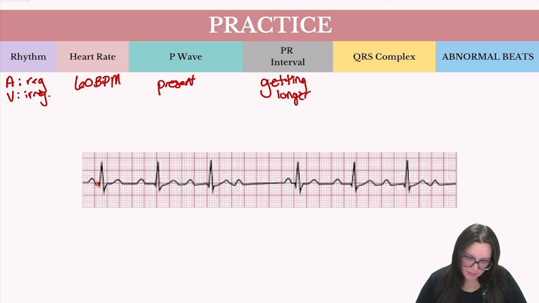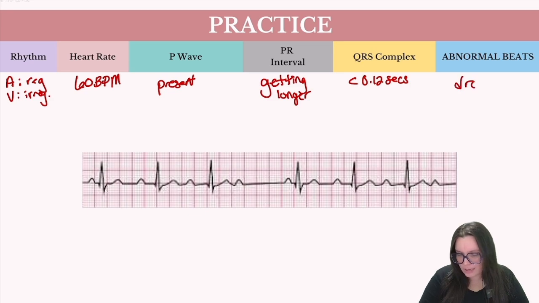If I'm looking at my QRS complex, it is definitely narrow and normal. It's nice and tight here. So I would definitely say it's less than 0.12 seconds. And do I have any abnormal beats? I do. I have a drop QRS, right? I'm missing some beats here.